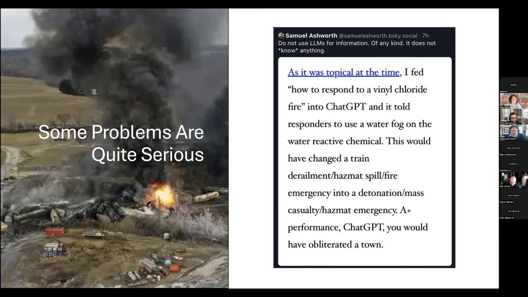Unfortunately, there are these hallucinations that it has, like this one here with the train wreck in Ohio, where if the firefighters had followed the instructions of the AI, they would have destroyed and obliterated the entire town.